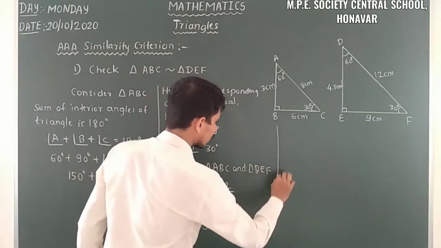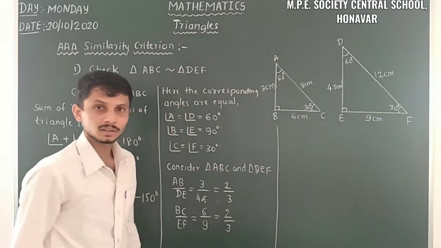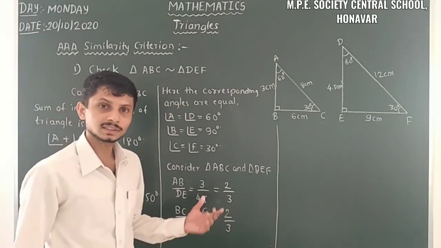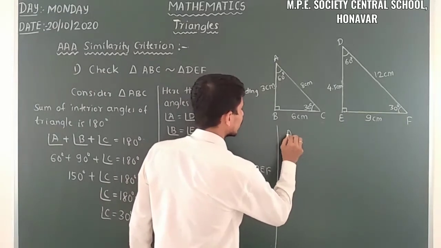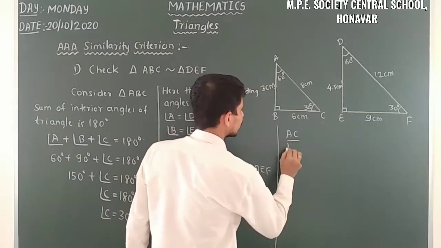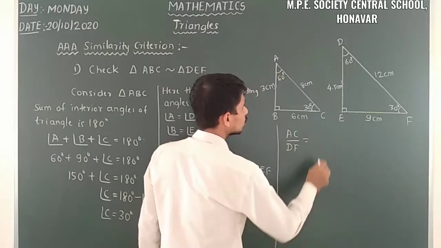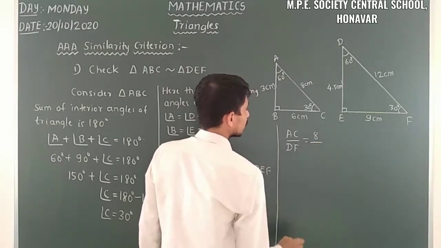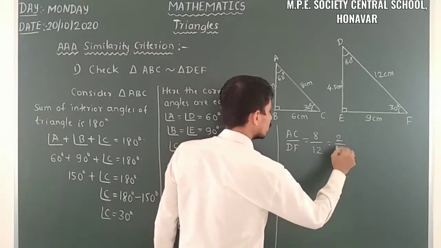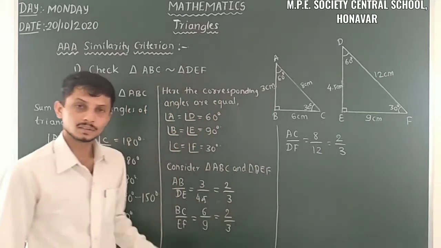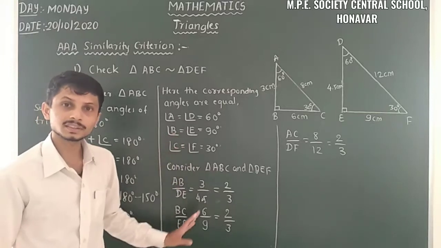So here I will take the final corresponding side, whether it is the same ratio or not. That is, here I have to consider AC by DF. AC is equal to 8 and DF is equal to 12, 4 into 2 and 4 into 3. So that means here the ratios of corresponding sides are same.